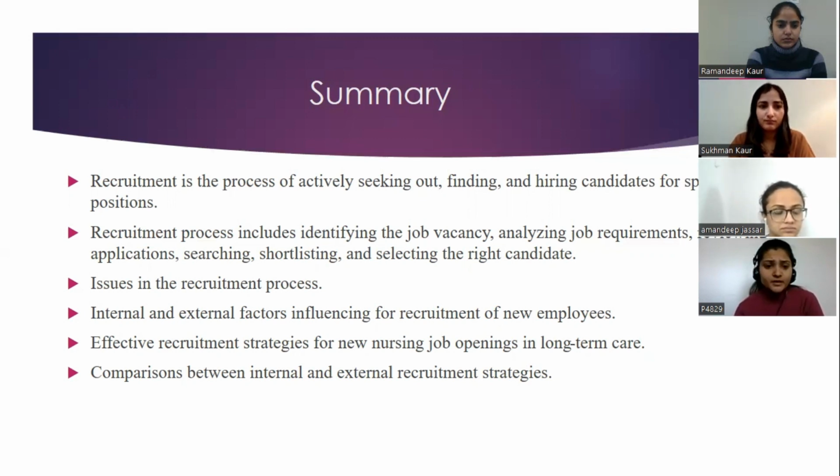Next, I discussed the internal and external recruitment strategies that involve promotions, transfers, referral, and upgrading of staff. Lastly, we discussed the effective recruitment strategies for new nursing job openings in long-term care, which include making them an integral part of the community, offering work-life balance, and building culture. So this is all about our topic.